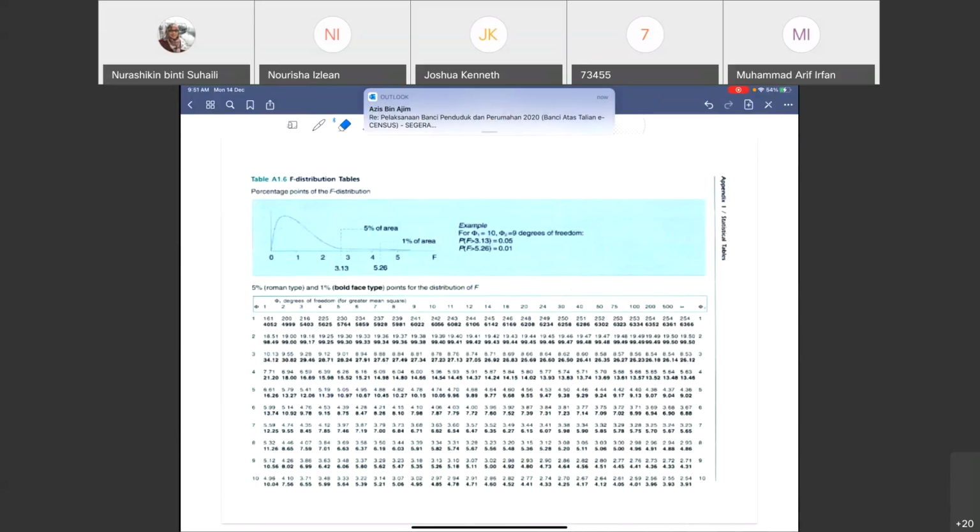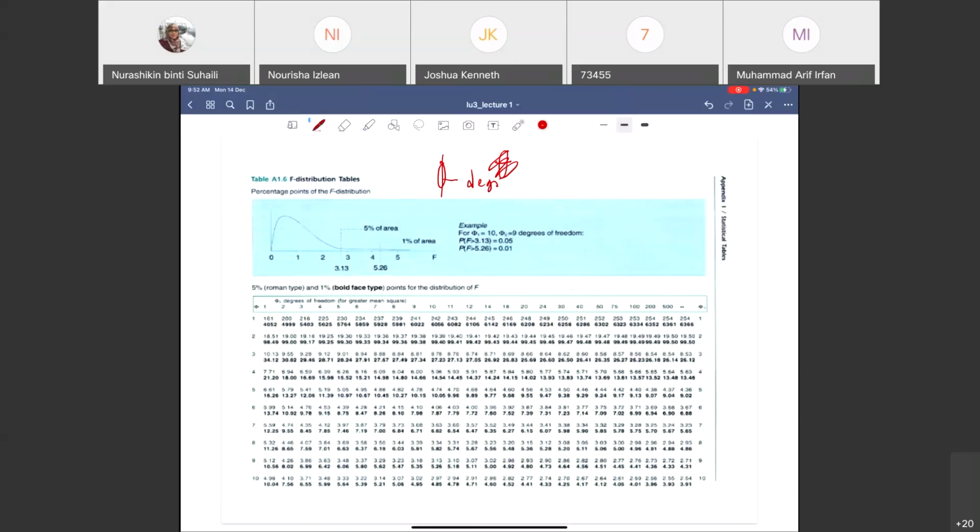This symbol, I don't know what the name of this symbol is. It's not theta, theta is this one. Okay, this symbol refers to the degree of freedom. If you see those values here, this symbol.